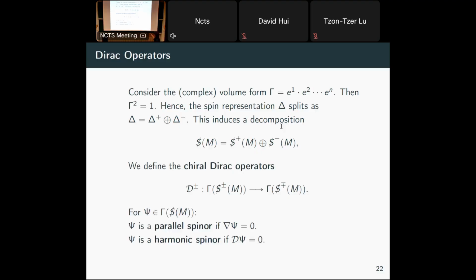Now, some terminology. You had the Levi-Civita connection. If you have a spinor that is acted on by the Levi-Civita connection and it's 0, we'll call this spinor a parallel spinor. Whereas if it's 0 when acted on by the Dirac operator, then we'll call it a harmonic spinor.